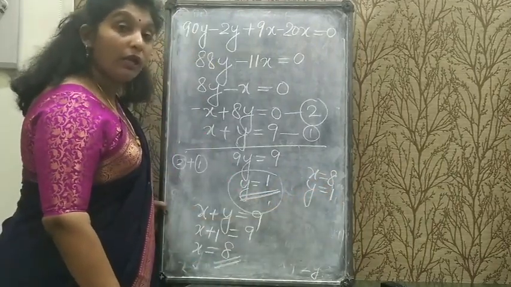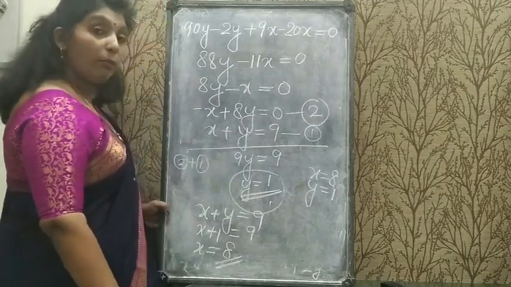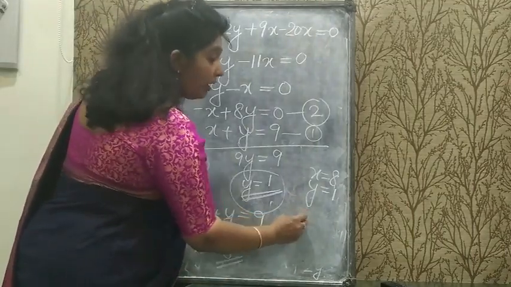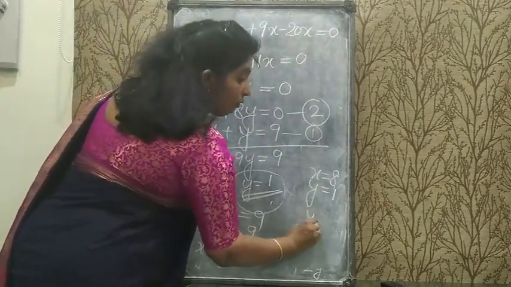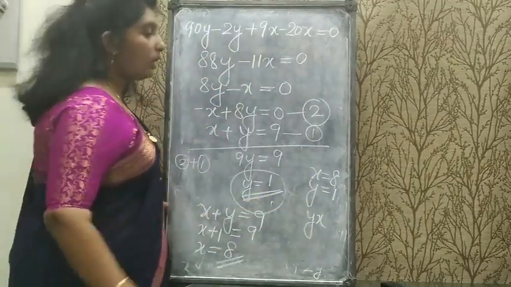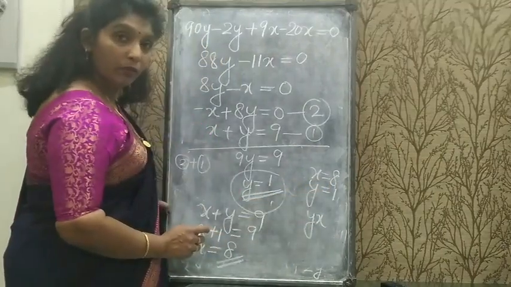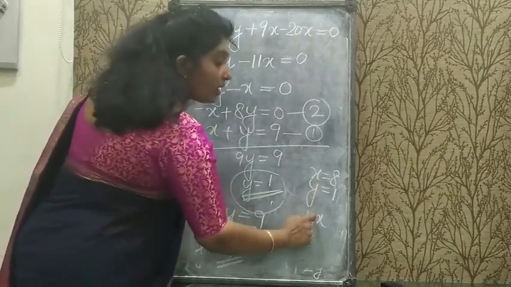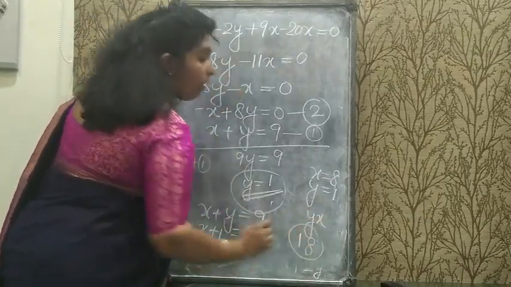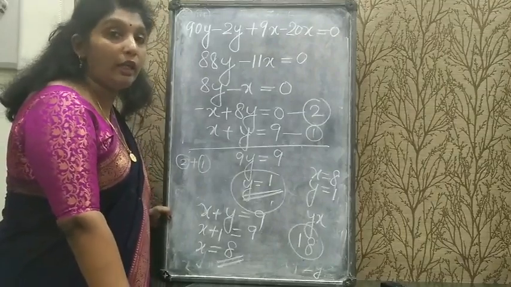Now, at first, what did we assume? The 2-digit number we assumed as yx. So here we got the x value as 8 and the y value as 1. So this can be written as 1, 8, 18. So our number is 18. Our 2-digit number is 18.